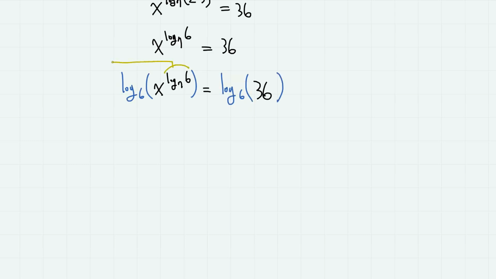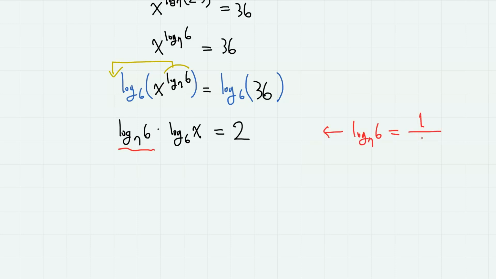Then this part can be extracted. So we have log base 7 of 6 times log base 6 of x equals, and because 36 is simply 6 squared, the right-hand side is simply 2. Now here, log base 7 of 6 is equal to 1 over log base 6 of 7, which is the famous reciprocal relation of logarithm. So we have log base 6 of x over log base 6 of 7 equals 2.